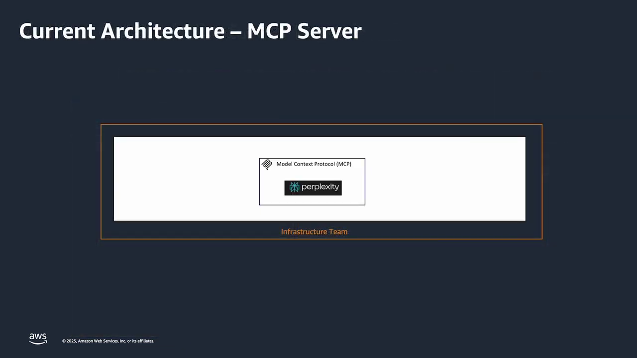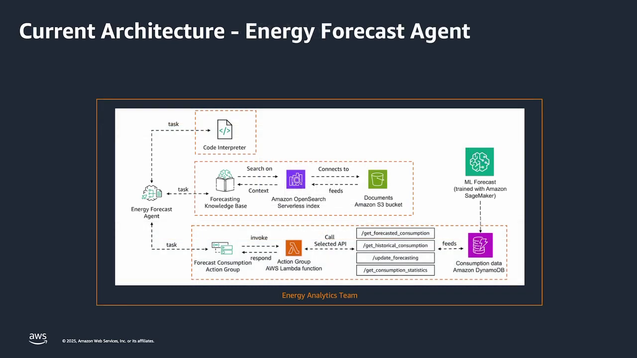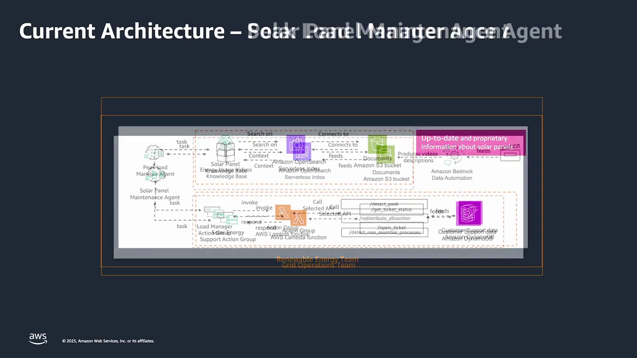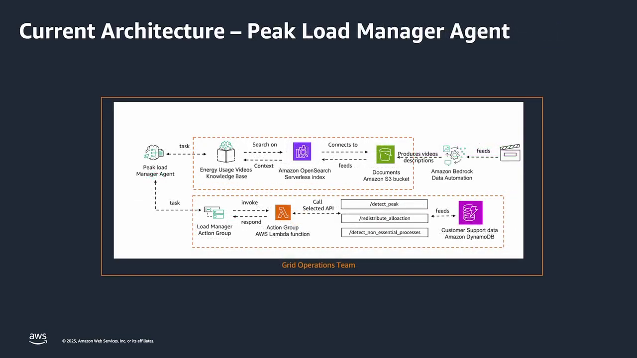Each of the tools and sub-agents has its own purpose in the workflow. Perplexity MCP server allows web search to get up-to-date information required to resolve user queries. Energy forecast agent connects to code interpreter, forecasting knowledge base, and forecast consumption action group, allowing customers to gather information about their current energy consumption and forecast their energy consumption. Solar panel maintenance agent has a solar panel knowledge base and a solar energy support action group, enabling customers with up-to-date and proprietary information related to solar panels. Finally, peak load manager agent connects to a multimodal knowledge base and load manager action group, providing customers energy saving tips and identifying non-essential processes that can be shifted to off-peak hours.